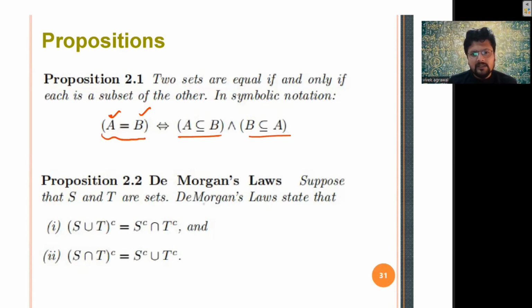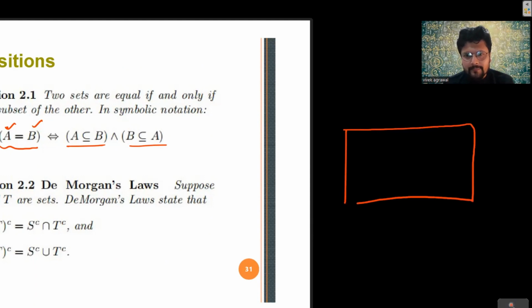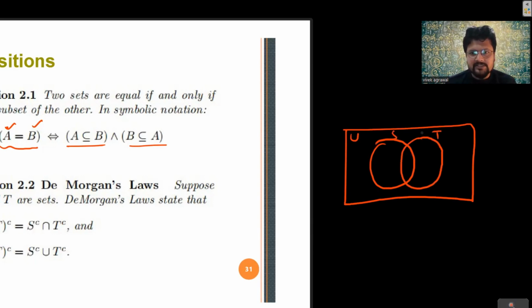Now let's talk about De Morgan's law. S union T complement is nothing but S complement intersection T complement. So let's draw a universal set. Let's create S and T. This is S, this is T.